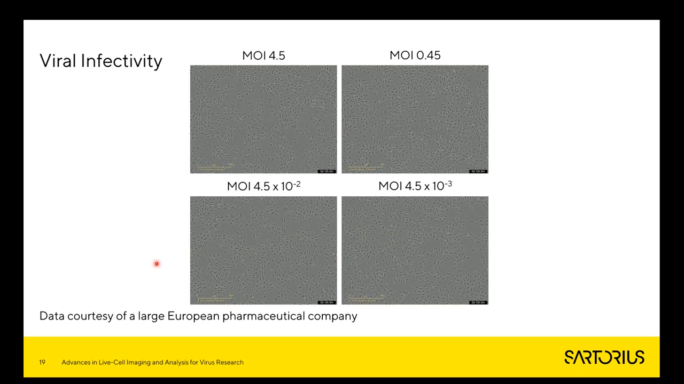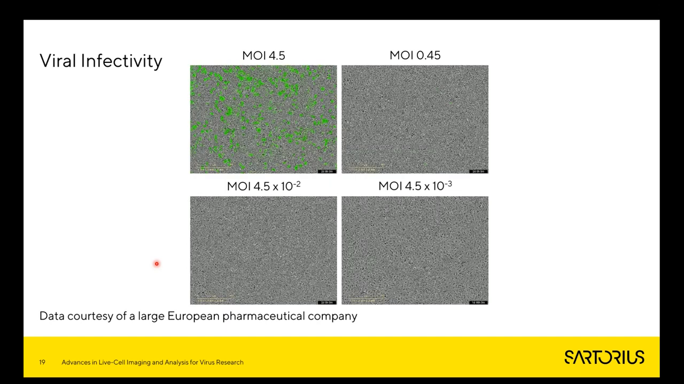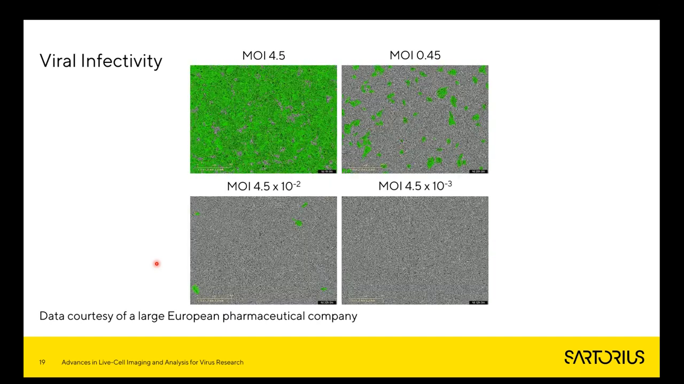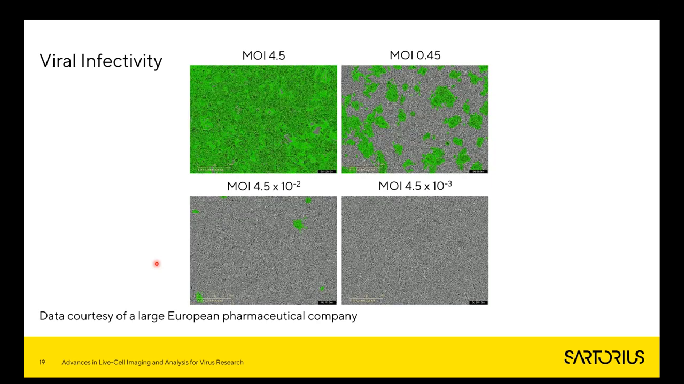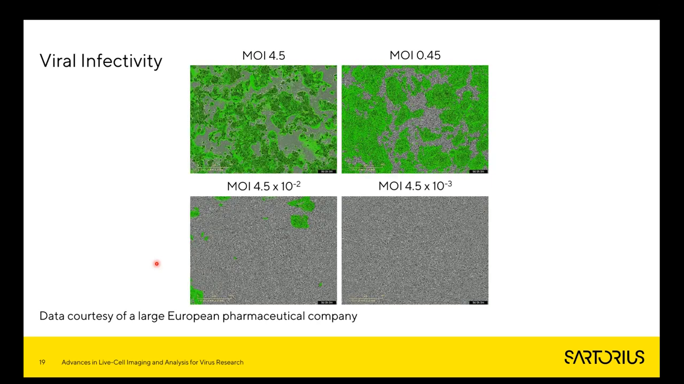So in this next example, researchers of this large pharmaceutical company in Europe, they use the GFP tag virus, and then they use different MOIs of this virus to effectively see the differences of viral infectivity by using GFP as a readout here. So these four videos clearly show that there is a clear difference between these four MOIs that were used.